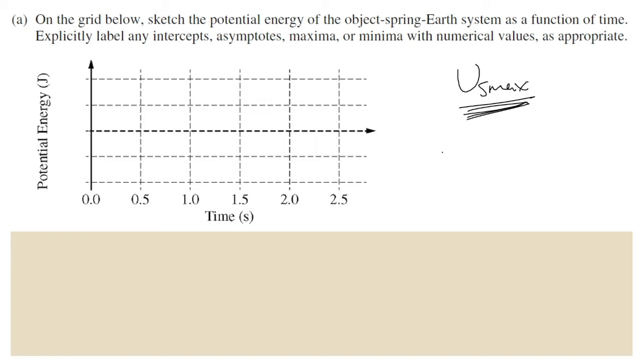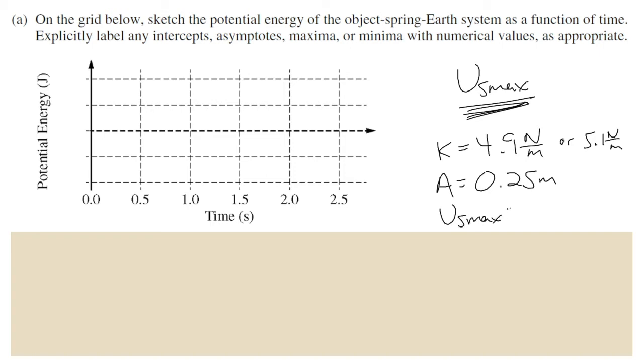And so that's what we've got to do first. Now, of course, we found out that the spring constant is 4.9 newtons per meter. I guess I'll write here, or 5.1 newtons per meter. We'll show it both ways. And we have the amplitude is a quarter of a meter, 0.25 meters. And we're looking for the maximum spring potential energy.